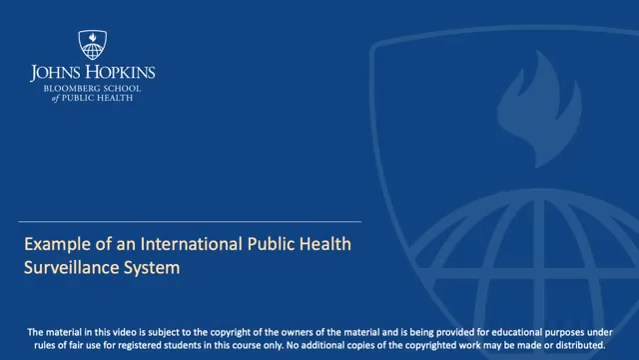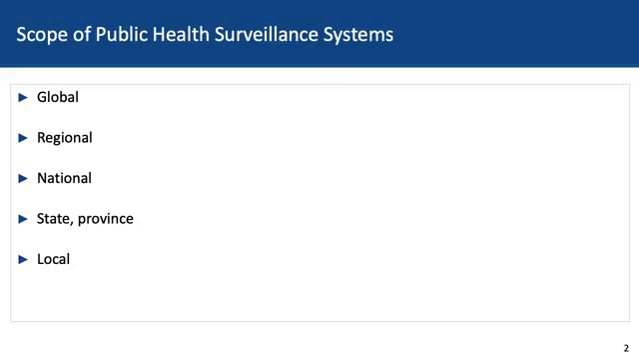In this section, we're going to talk about one example of an international public health surveillance system. The scope of public health surveillance systems varies. Some are truly global in nature, some are regional, some are national, just within one country, some are even at a state or provincial level, some are even more localized than that. Really, if you think about how you choose, it depends on where you're going to act. Do you want to act at a local, state, national, regional, or global level? It depends on the problem that you're tackling.